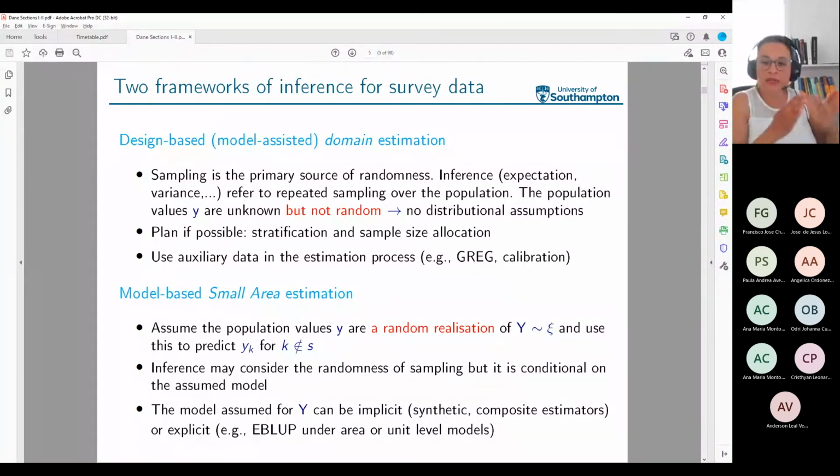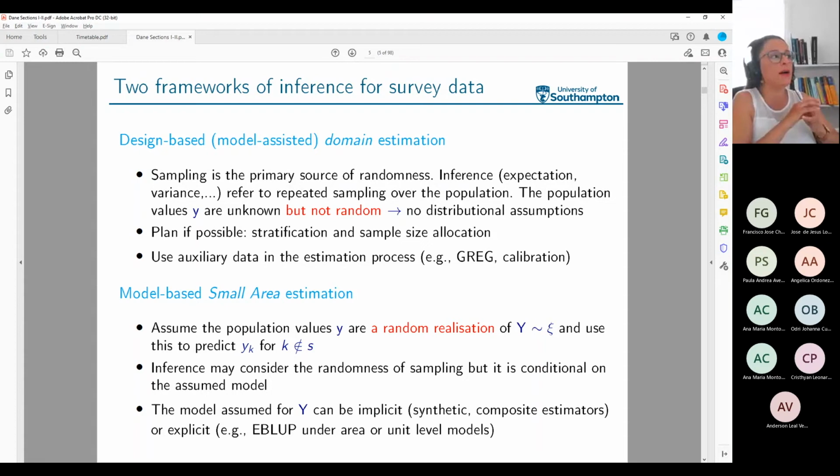And it's the variability of those estimates due to the fact that you're observing different sets of units within the same population. Is that variability the only source of randomness in this case? Okay, the population values, the Y values in the population are unknown. I cannot see them all, but they're not random. I'm not assuming normal distributions here. I don't assume that Y has a normal or a Poisson distribution. There is no distributional assumptions whatsoever in the case of this inference.